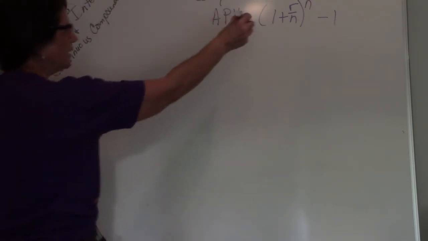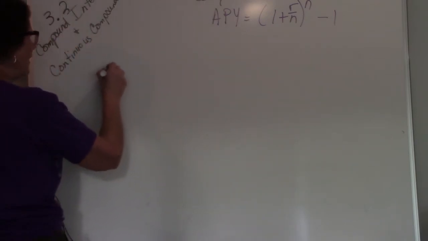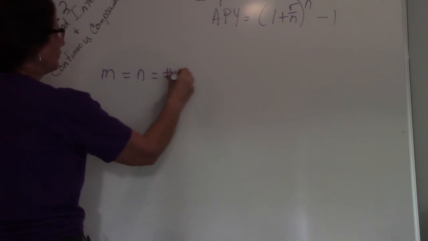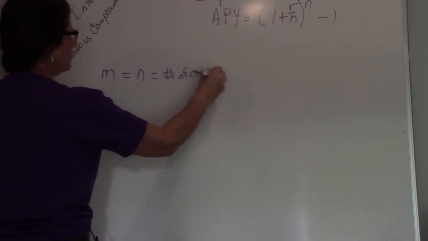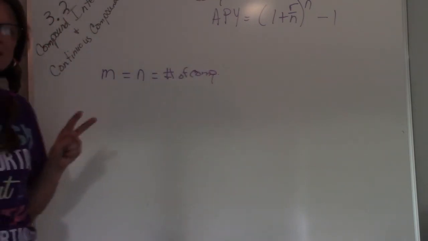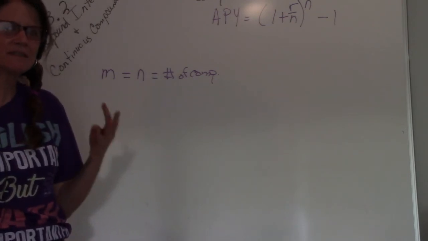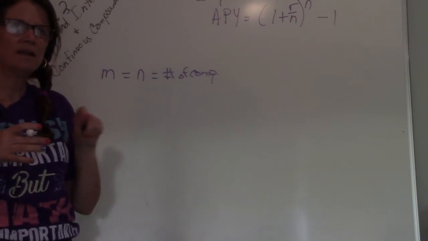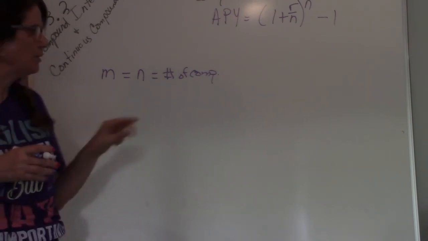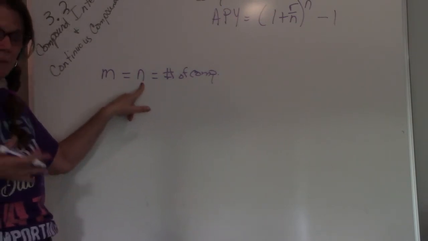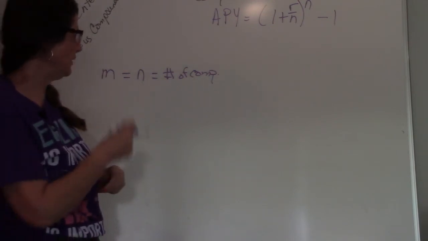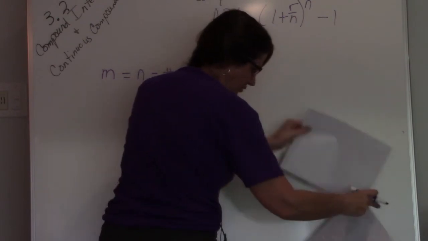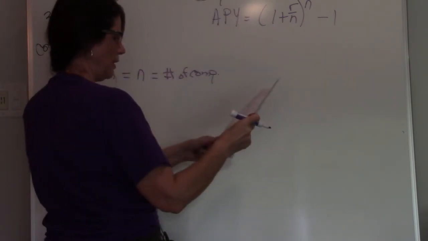So again, in MyMathLab, the M represents the N, which represents the number of compounds. Okay, so it's going to look a little bit different, but it means the same thing. In your MyMathLab and textbook, it uses M, like Mary, for the number of compounds. I use N because number of compounds makes more sense to me. So here we go.